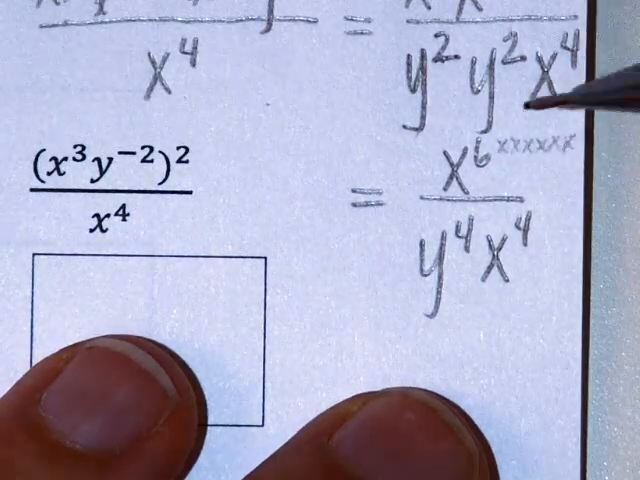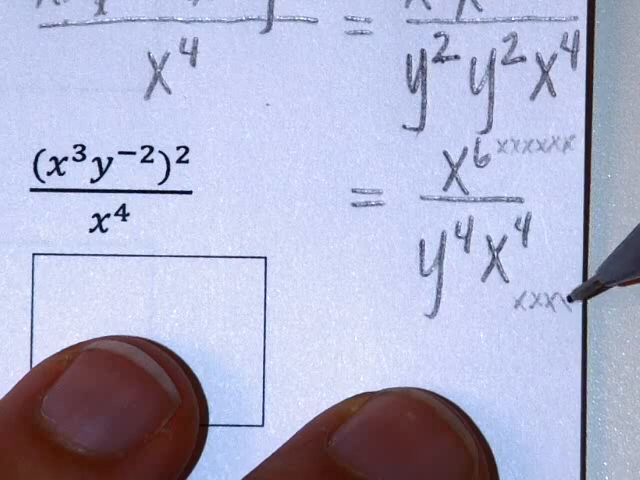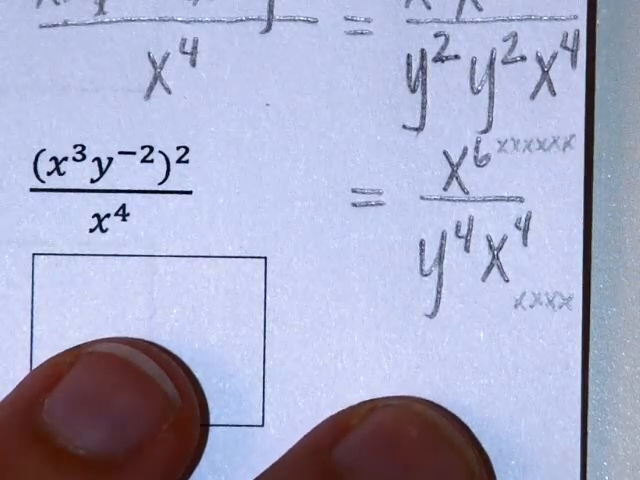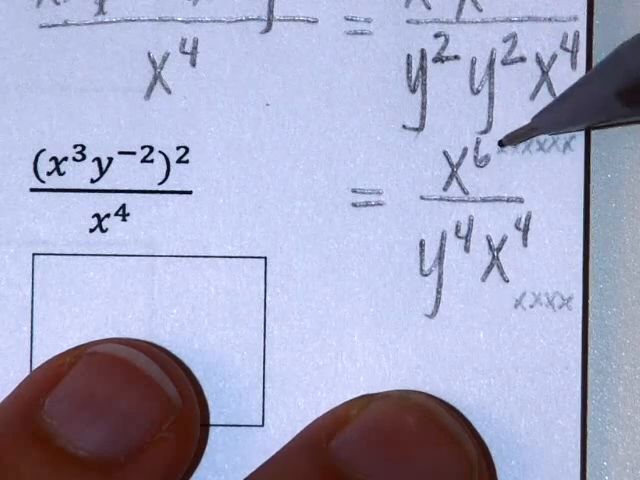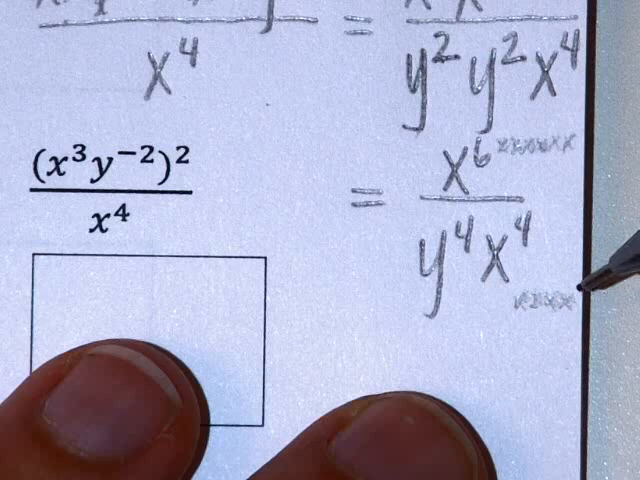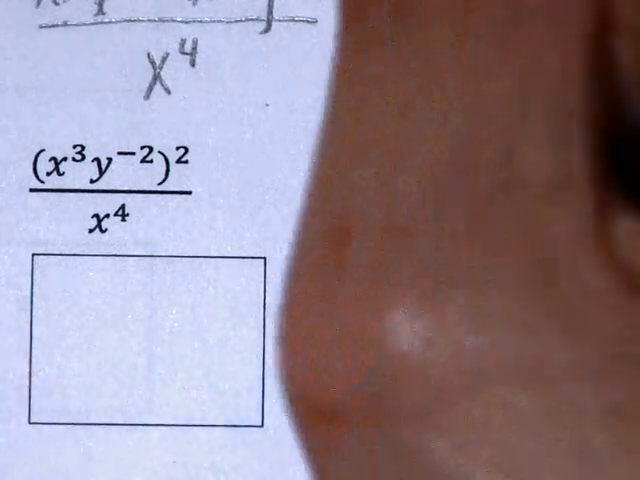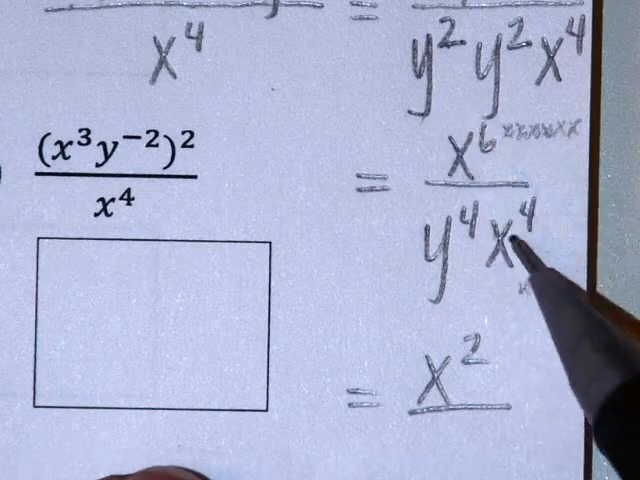I'm just writing them out lightly so I can visualize them. X to the fourth on the bottom is literally 4 x's. And again, I can visualize them. I can picture those x's canceling out. I can cancel 1, 2, 3, 4 of them off the top with 1, 2, 3, 4 of them off the bottom. And what that leaves me with is simply 2 x's on the top, or x squared on the top.